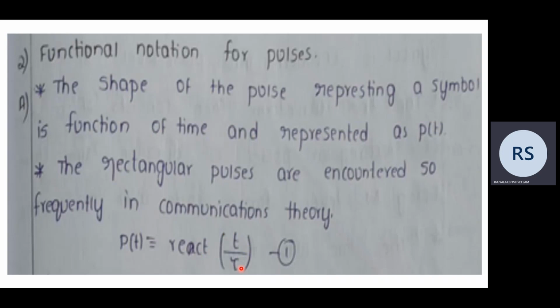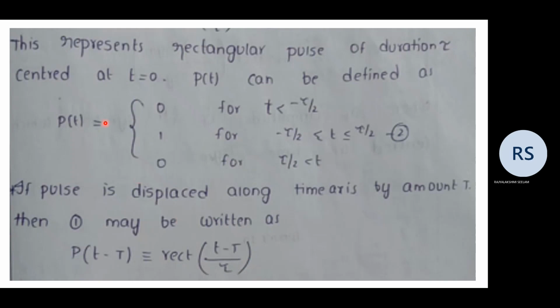Rectangular pulses are encountered so frequently in communication theory. p of t equals rect of t by tau. This represents a rectangular pulse of duration tau centered at t equals 0. So p of t can be defined as 0 for t less than minus tau by 2, 1 for t between minus tau by 2 and tau by 2, and 0 for t greater than tau by 2. For the two outer conditions p of t equals 0, and for the middle condition p of t equals 1.